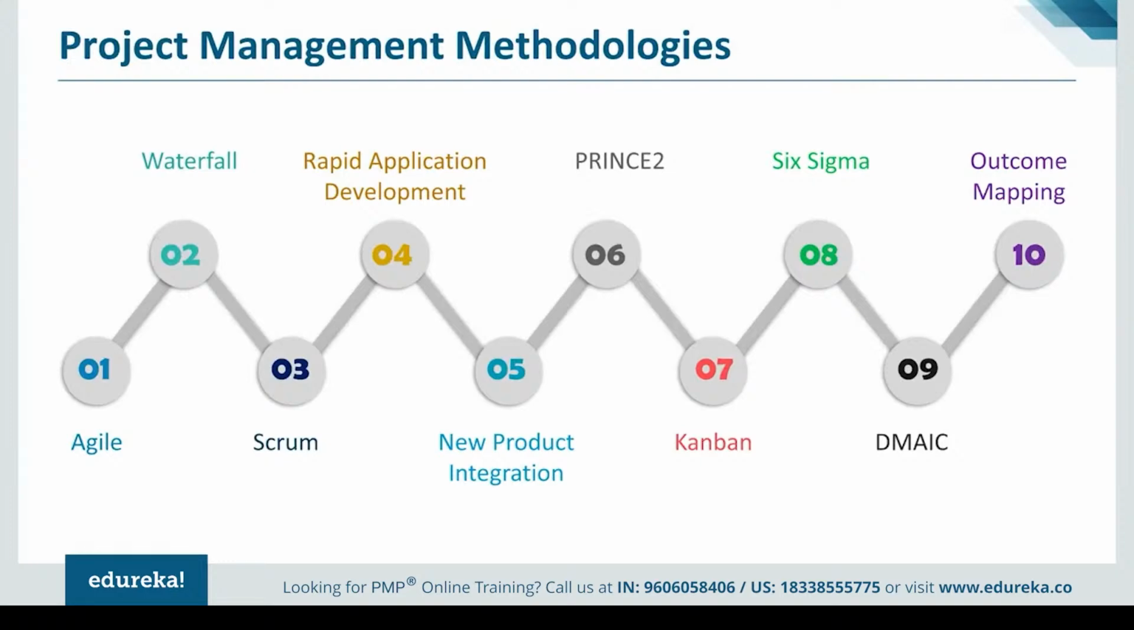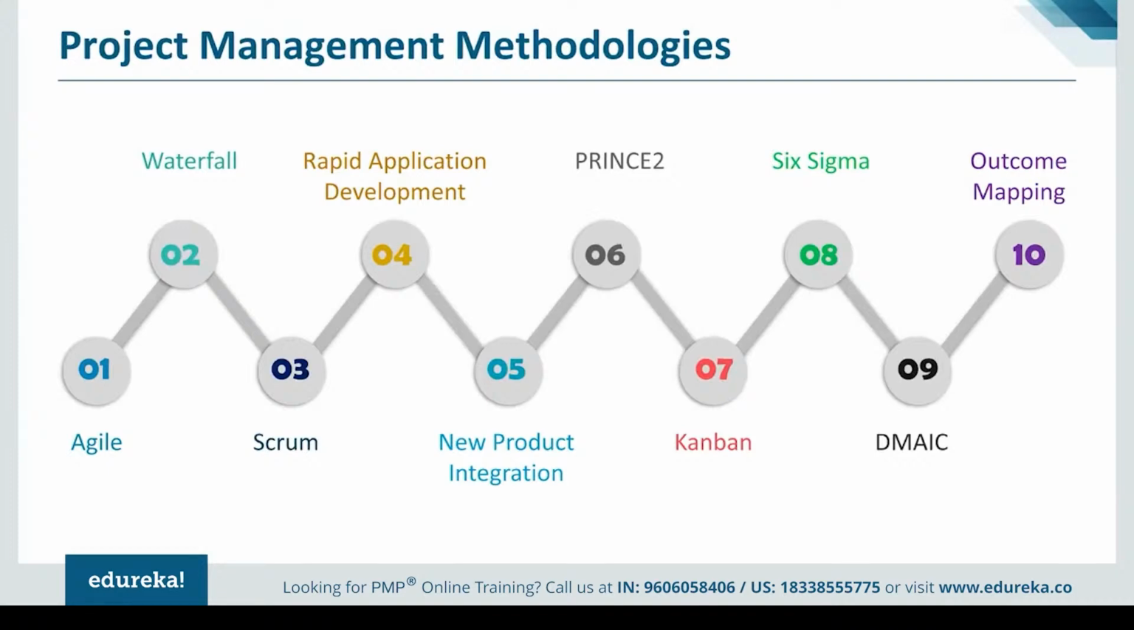DMAIC is one of the methodologies within Six Sigma, which stands for define, measure, analyze, improve, and control. These are the phases within DMAIC. It's called the DMAIC cycle. And when you follow a Six Sigma project, you actually implement the DMAIC cycle. So you would then understand how this whole thing works.